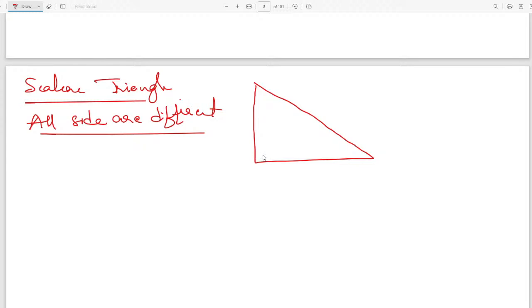In a right angle triangle, one angle would be 90 degree, and this is called the hypotenuse. This is A, B, and C. We have the Pythagoras theorem, which states that AC square, the hypotenuse square, is equal to AB square plus BC square.